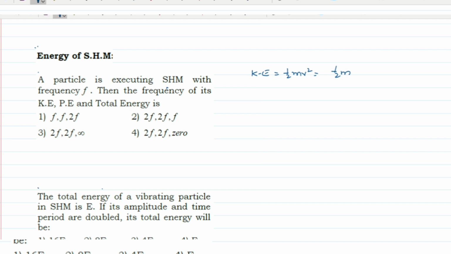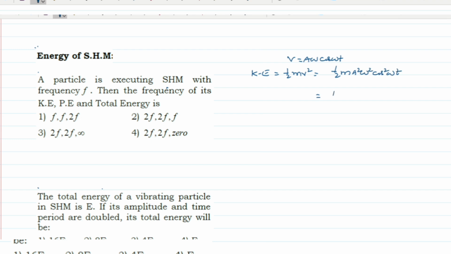Using the velocity formula, you know, v equals a omega into cos omega t, you substitute that value. Half m into v, in that sense, we can write a square omega square cos square omega t.